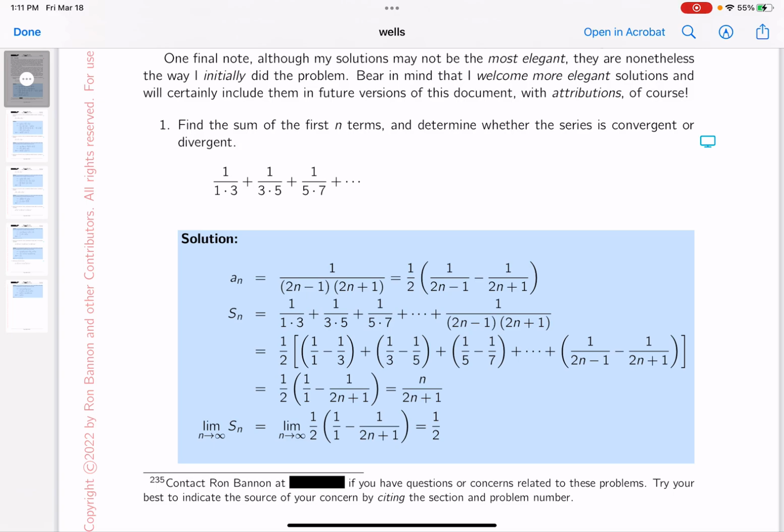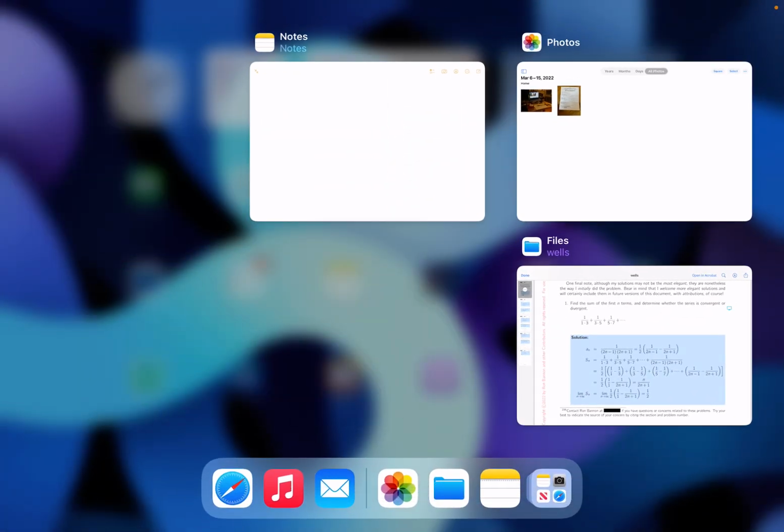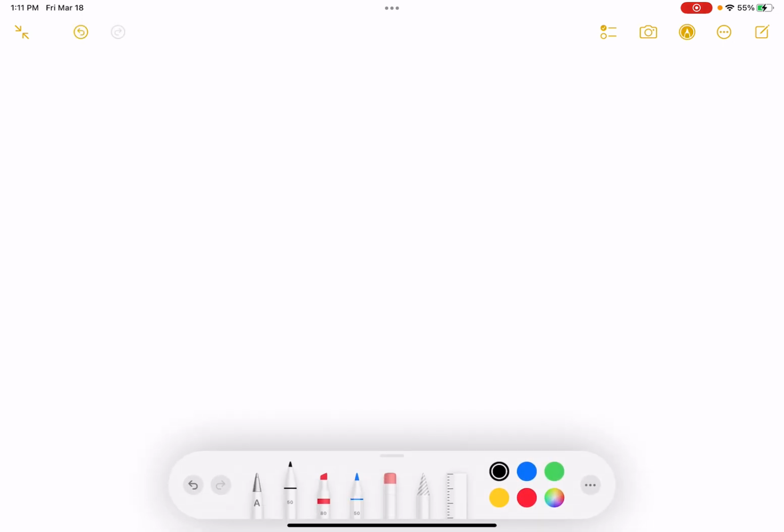I'm going to go to the whiteboard and write it down now. And whoops, that's not the whiteboard. I'm going to write down what they want. Certainly, this number 1, they want to find the sum of the first n terms and determine whether the series is convergent or divergent. Right, so I'm going to write down Sn, and this is going to be the nth partial sum.